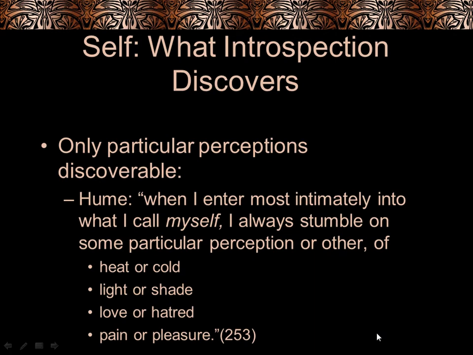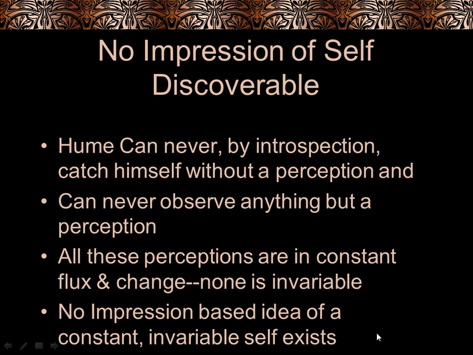So he says, if that's not an analytic truth, it's not an experience-based synthetic truth either. And so it falls into the category of things that aren't really defensible by reason. He says he can never by introspection catch himself without a perception, so there's no idea that we can trace back to an impression of a constant and invariable self. So Hume says, I would be skeptical about it.